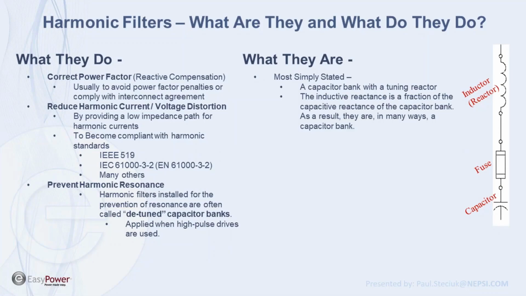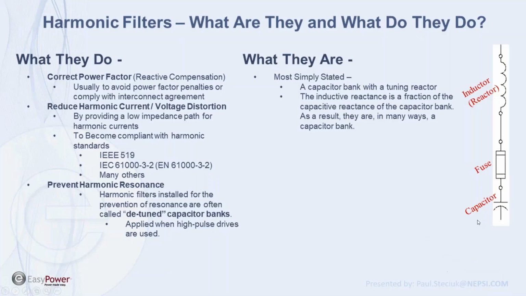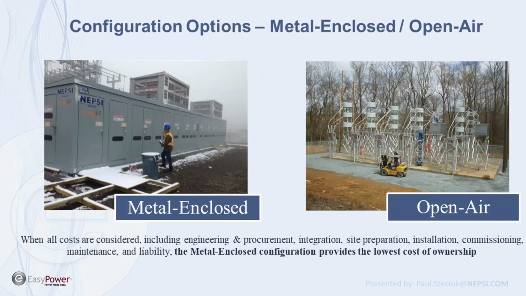Okay. What is a harmonic filter? It's essentially a reactor in series with a capacitor bank, and we're creating a low impedance path, and it's that simple. The reactor is typically a fraction in terms of the reactance ohms. The ohms of the reactor is typically a fraction of that of the capacitor. And in a sense, it means that the major component of power output is reactive power, and that's the purpose of it.